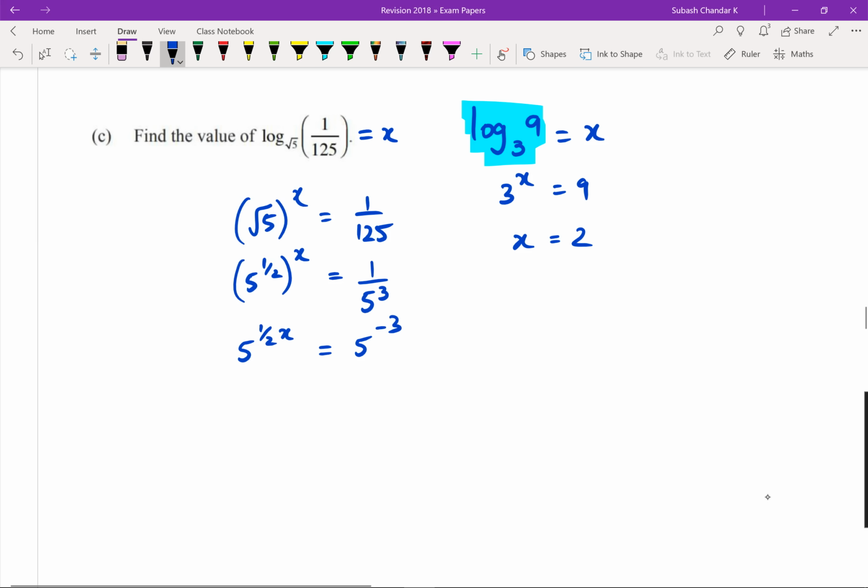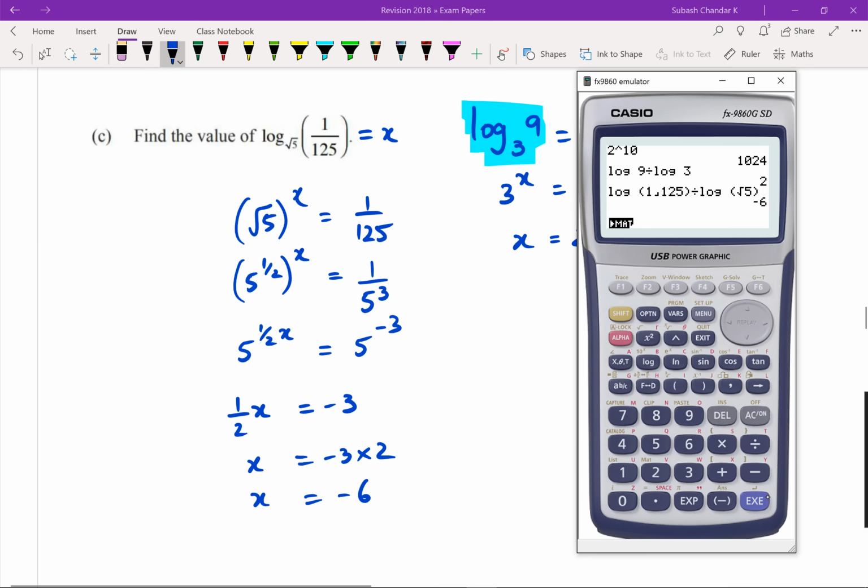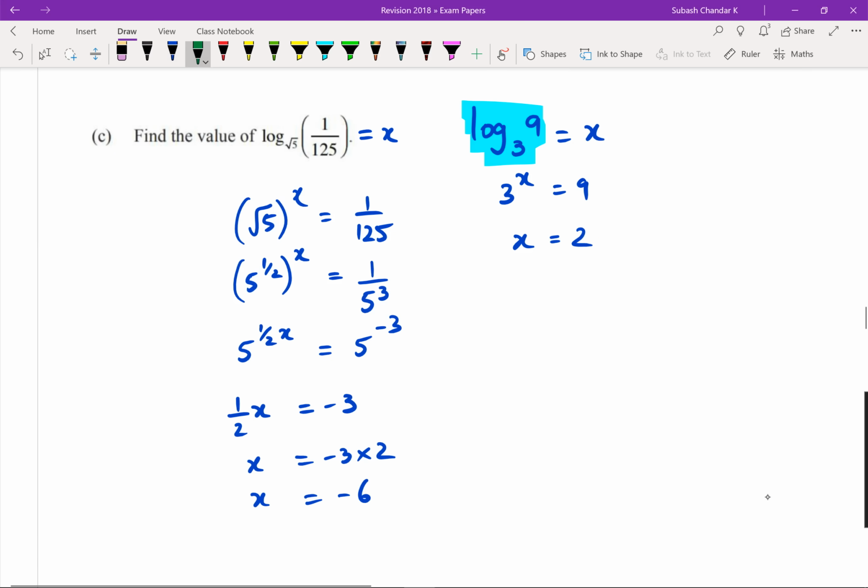And remember this from last year: if the two bases are the same, then the powers must be equal to each other. So you've got half x equals -3, which means x is equal to -3 times 2, x is equal to -6. And of course, we know we're right because when we did that in the calculator, we got -6 as well. So it says that writing in index form gets you an Achieved.